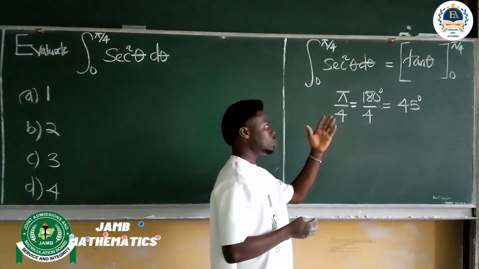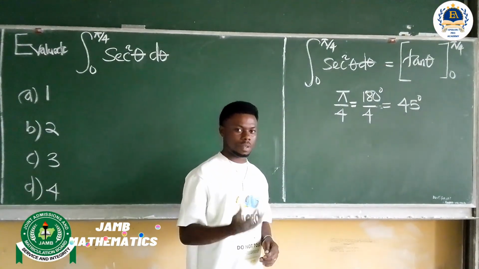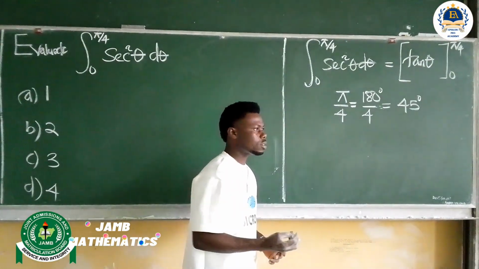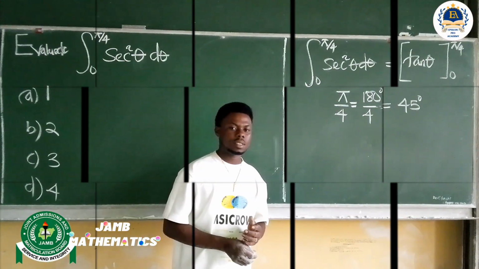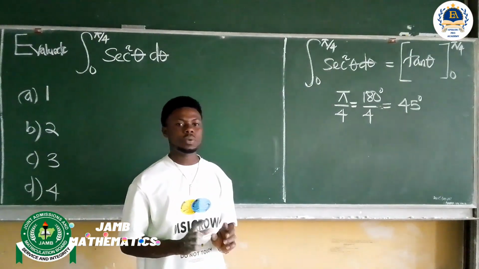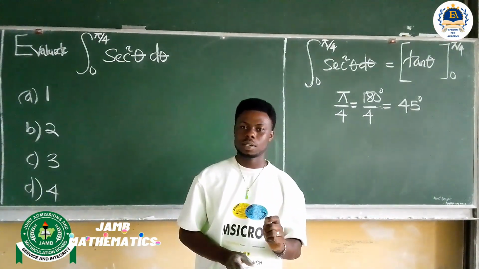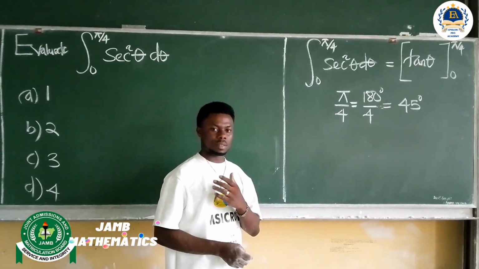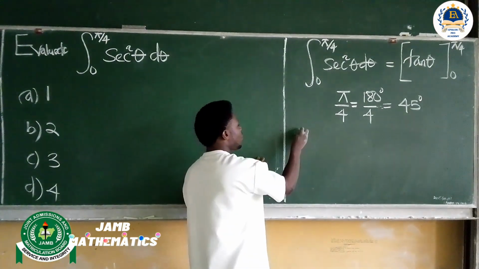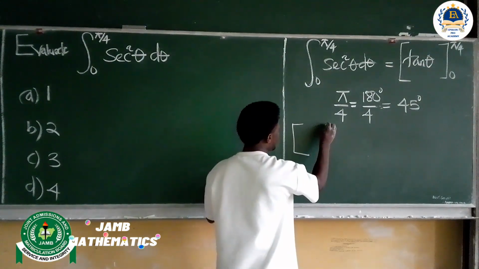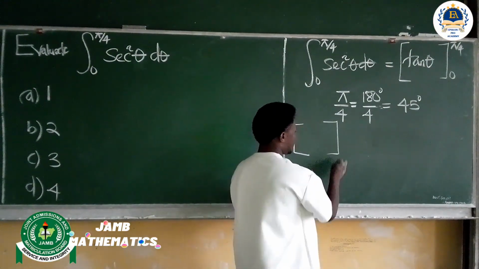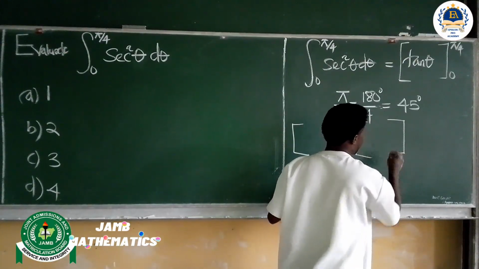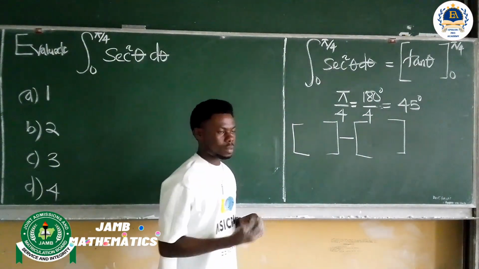So at the upper limit, we are obtaining 45 degrees, whereas at the lower limit, we are having 0 degrees. The next approach is to provide two brackets, where the first bracket represents the upper limit and the second bracket represents the lower limit. So we have this one for the upper limit minus this for the lower limit. We are going to substitute.